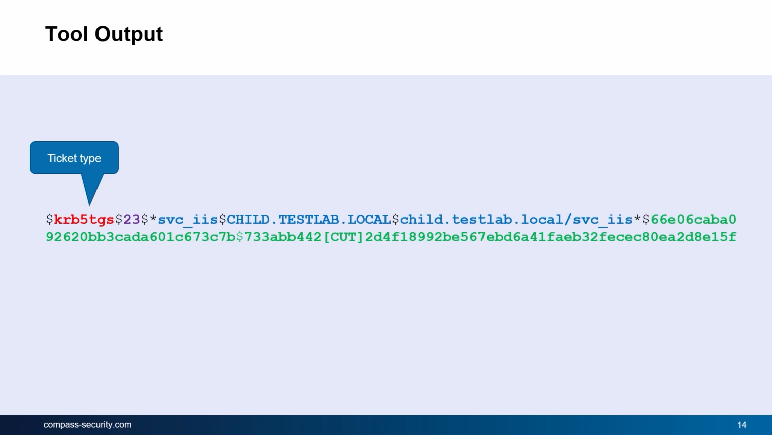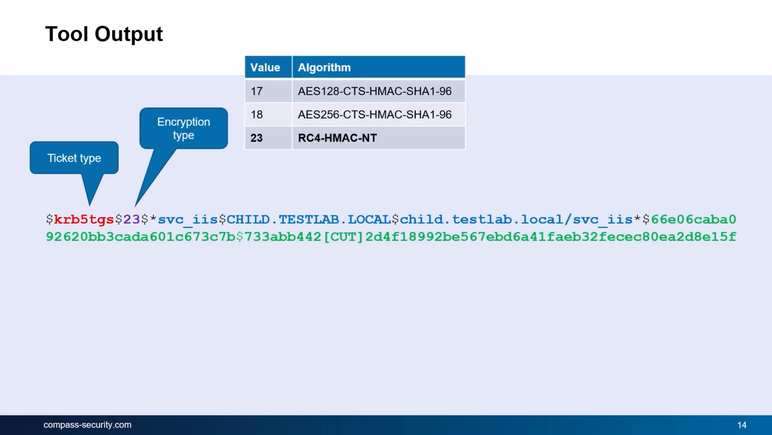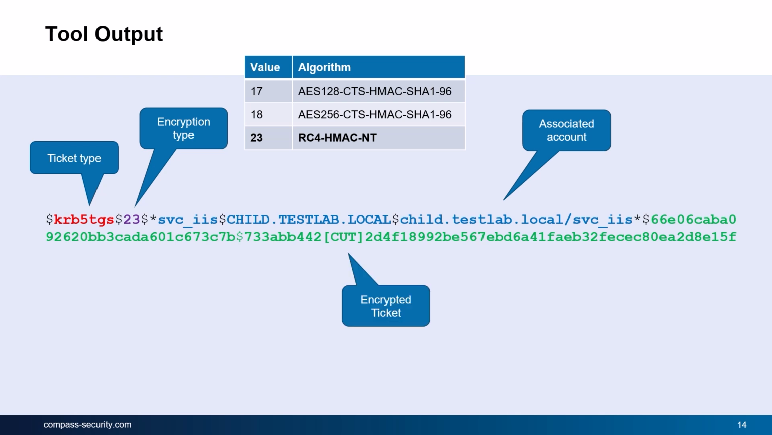that we have collected. Then the encryption type itself, if you look at the mapping online, you can see that 23 maps to RC4. And then we have the associated account. So in our case, it's the SVCIS account in the child test lab local domain. And all the rest is then the encrypted ticket that we will eventually attempt to crack.